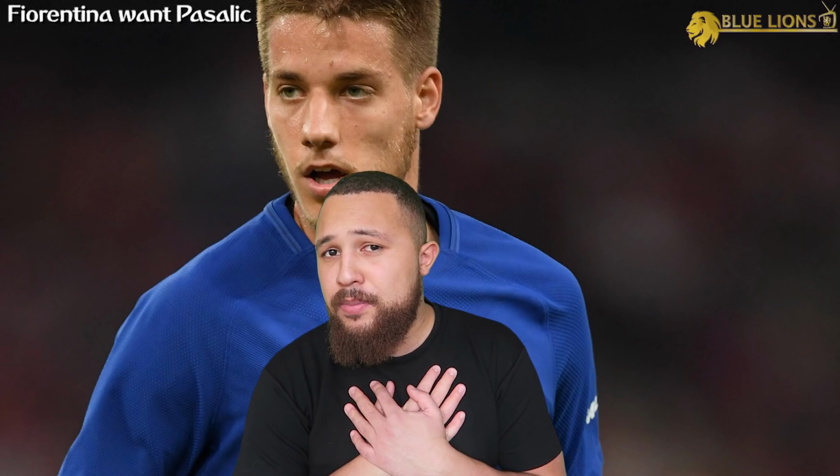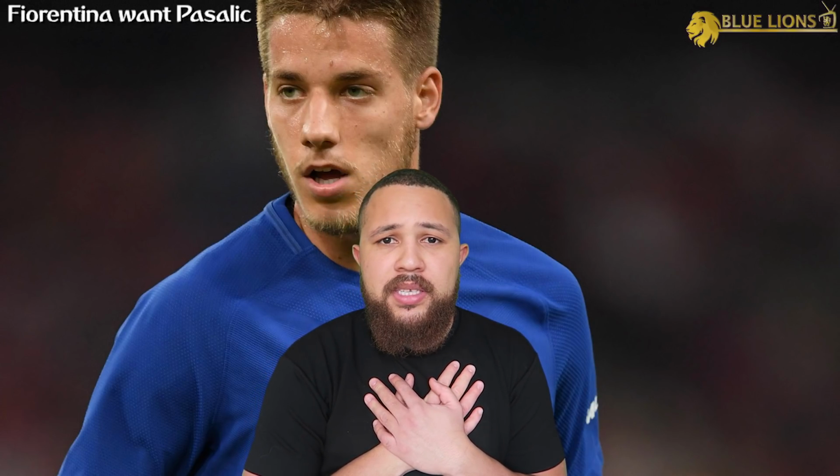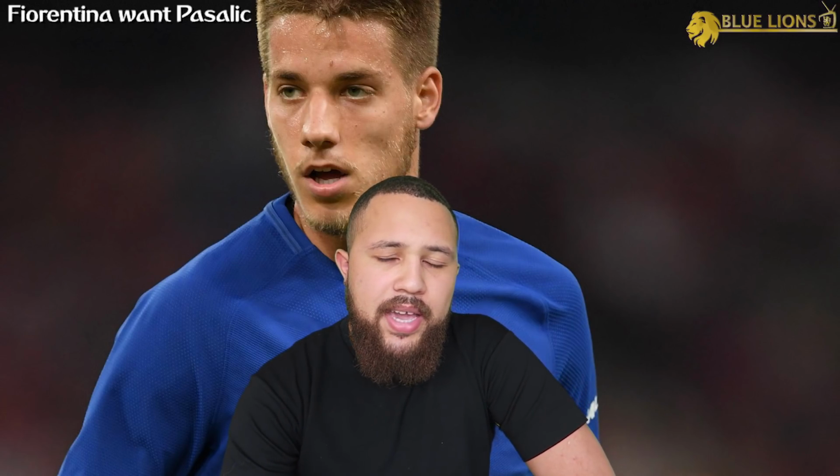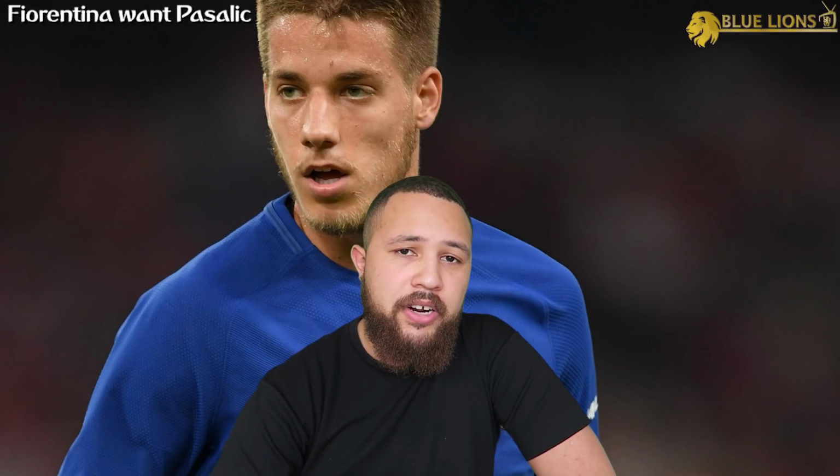At the same time, for me, he wasn't being used in his natural position. He is a box-to-box midfield player. Hearing reports that Fiorentina would like that anchorman replacement for Badelj, you're looking at Pasalic. I'm not quite too sure, to be honest. But it's clear that he won't have any future at Chelsea. And as I said, expect a lot of these guys to be sold during the season.